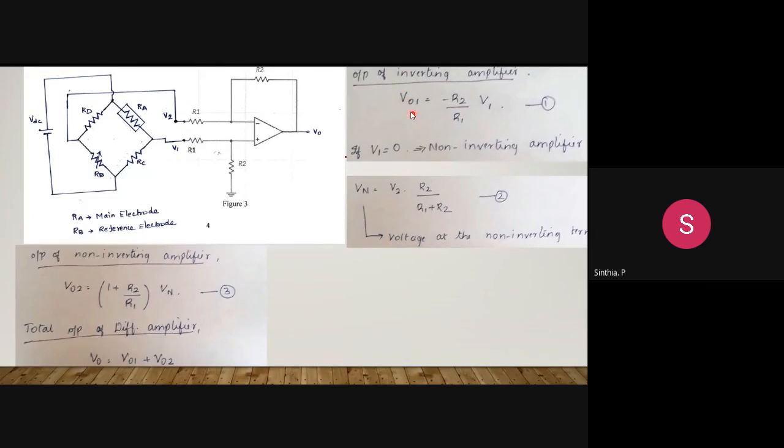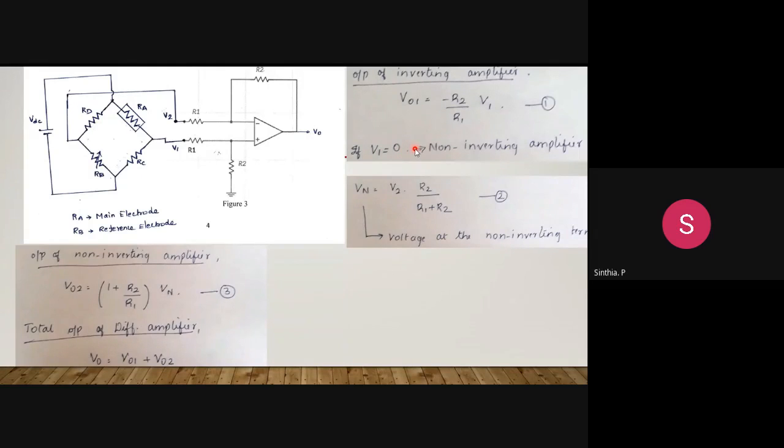Say this is the output of the inverting amplifier, V01, which is equal to minus R2 by R1 into V1. Why are we using this negative term here? Because it is an inverting terminal. So whatever input you are giving, the output will be inverted. So minus R2 by R1 into V1. Now for the non-inverting terminal, in that case your V1 will be 0, the inverting terminal input will be 0.